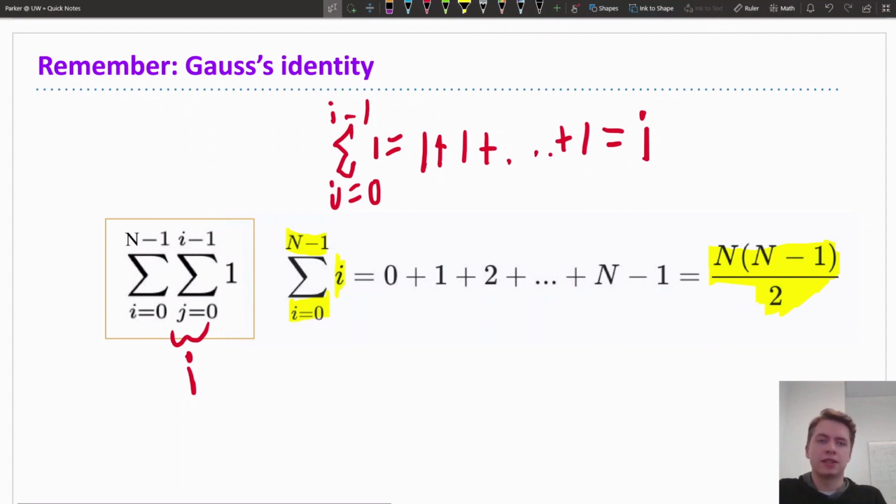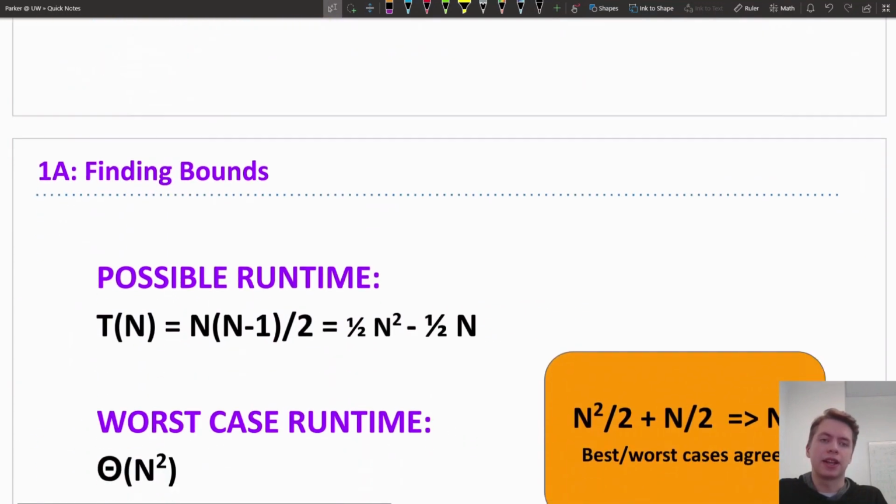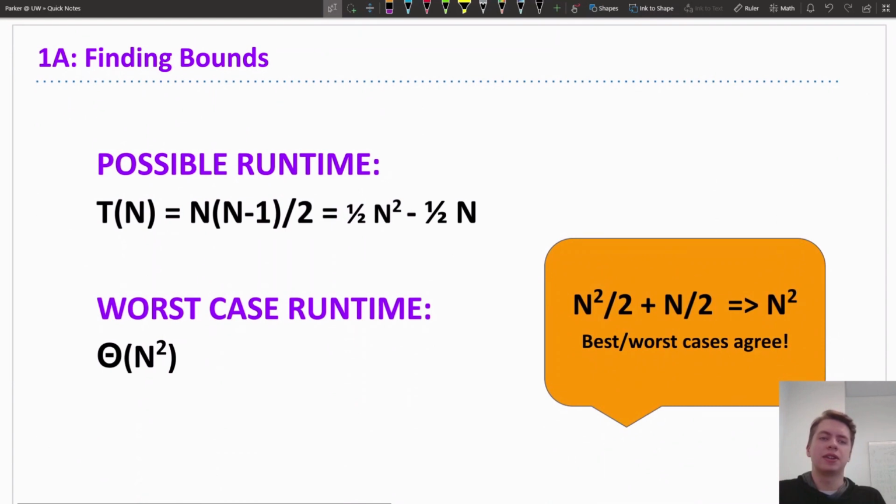Now, let's use this runtime to solve 3a. Oh, and here's the actual bounds. We can simplify our n times n minus 1 divided by 2 into 1/2 n squared minus 1/2 n. And then using our asymptotic analysis rule of dropping lower order terms and removing constants, we end up with big theta or big O of n squared for this chunk of code.